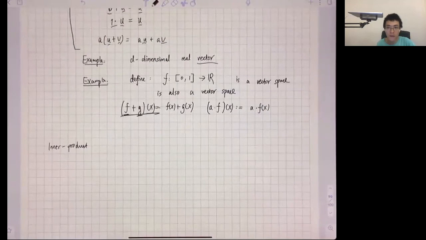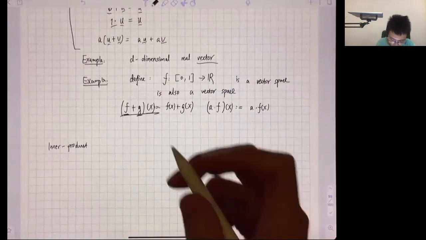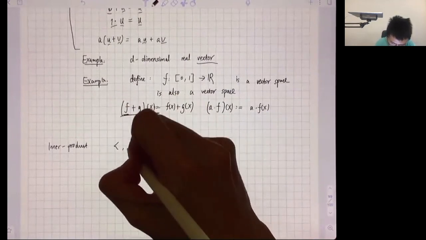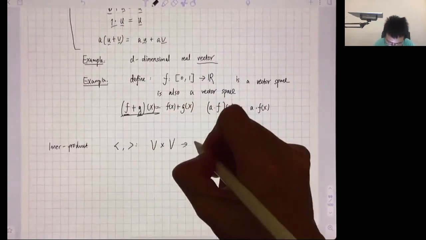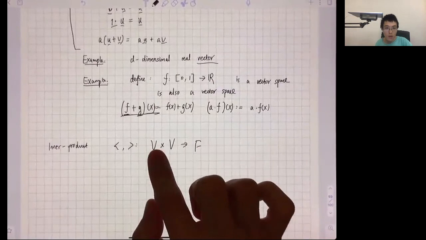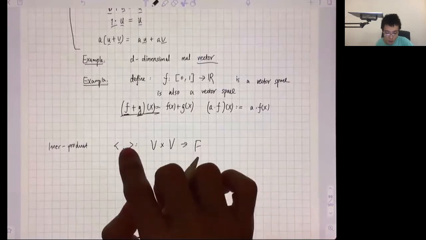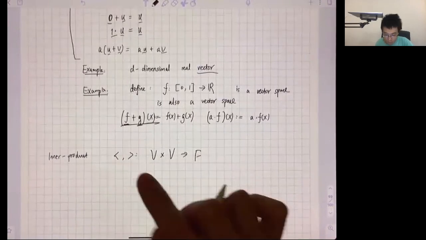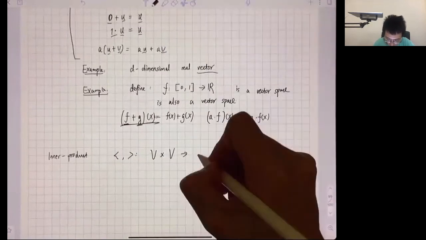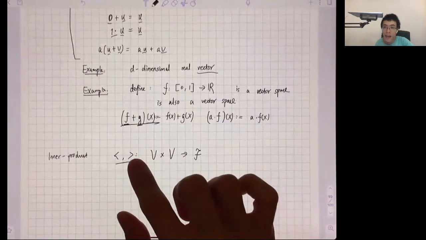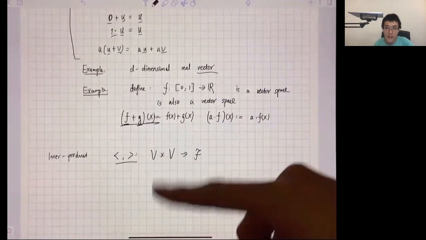Inner product. Inner product is defined on a vector space, and you take in two vectors and I give you a number. So inner product is a V by V to the field, okay? You take in two vectors and I give you a number. And this is a function, and this is a field. This function cannot be any function that satisfies this. It has to satisfy some properties.